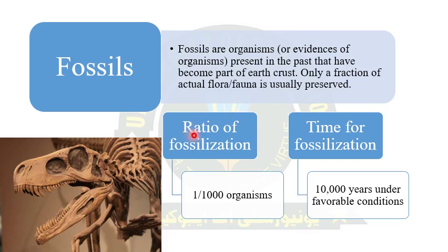For the process of fossilization, there are very rare chances that a body becomes fossilized after its death. So the ratio of fossilization is about 1 out of 1000 organisms. Of 1000 organisms that died, only one has the chance to become fossilized. The time taken for fossilization is about 10,000 years under favorable conditions.